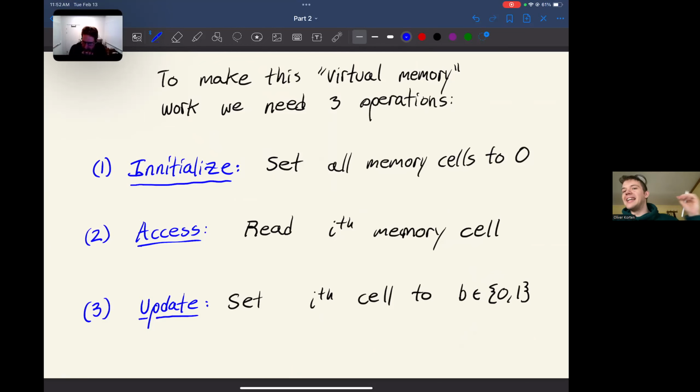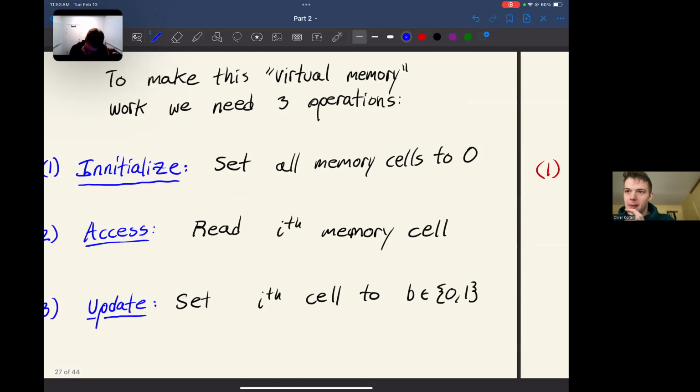The first one is we need to be able to initialize all the leaves of the virtual memory to 0. We need to, at any step in this simulation, be able to access a certain cell of the memory. And then the most difficult is we need to be able to update a certain cell to a new value. What we're going to show is that in this weird virtual simulated memory, we can perform all of these operations in such a way that if an operation ever fails, then I find a witness to the pigeonhole principle. I find some incompressible string for my compression scheme.